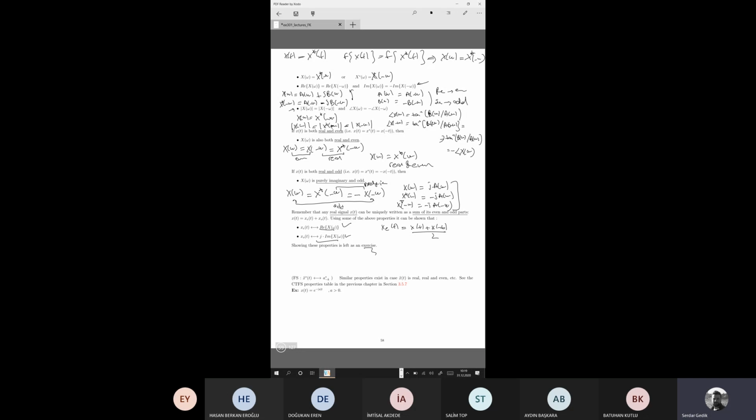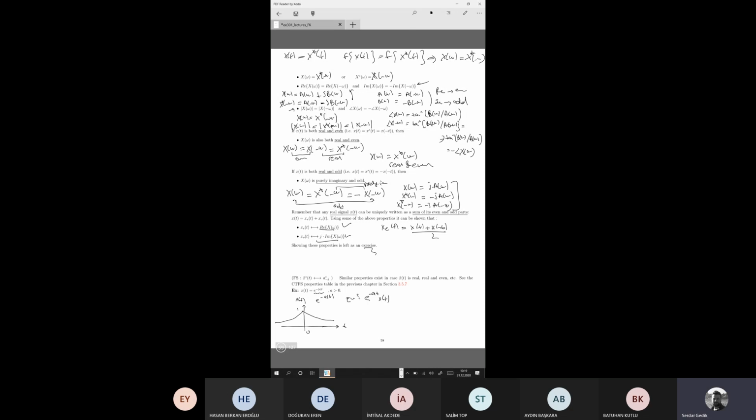Remember our x of t, which is e to the power minus a times absolute t. I think you remember this example. It was looking like this. So this is t, this is 0, this is x of t, this is 1. So I will try to find the Fourier transform of this signal. First, I will start with my e to the power minus at u of t. I know the Fourier transform of this very well. It is 1 over a plus j omega, remember.